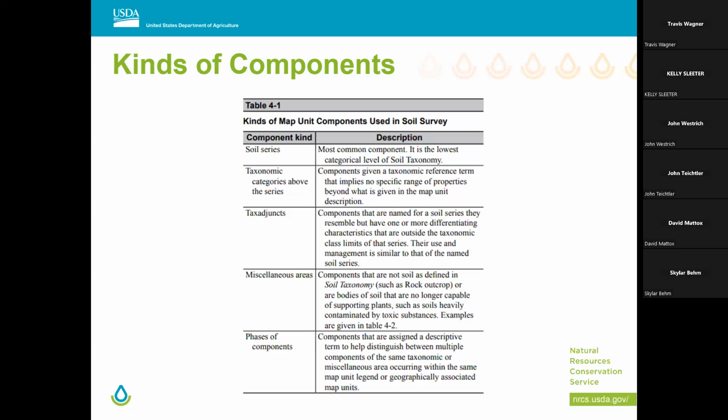So usually when we document a tax adjunct, those taxonomic differences, we also rely on phases of components. So typically when we have a tax adjunct, we're going to try and put something in there saying this is a different phase. It has some variation. A phase doesn't necessarily mean a taxonomic difference, but a taxonomic difference definitely implies a phase, if that makes sense. So those are the different kinds of components that are used within a map unit.